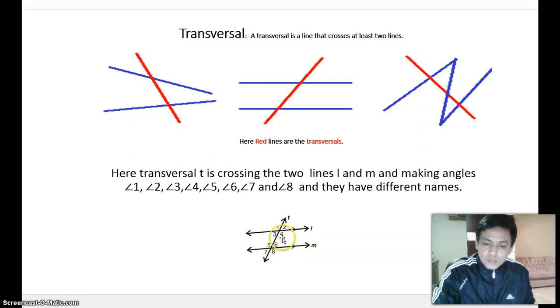Let's see another figure. Here are two parallel lines L and M, and one transversal represented by G. This G is crossing the two lines L and M and making different angles: 1, 2, 3, 4, 5, 6, 7, 8. So this makes 8 angles, and each has a different name.